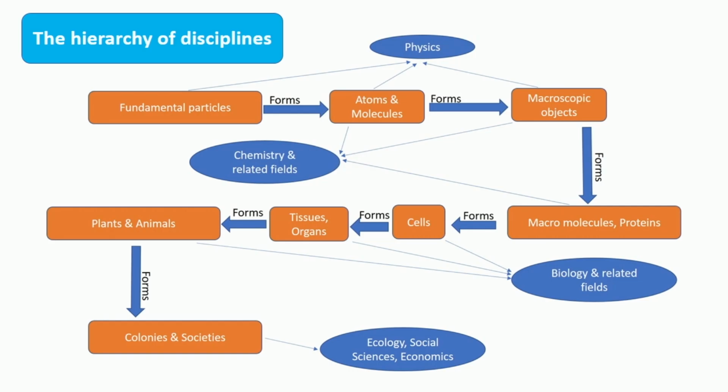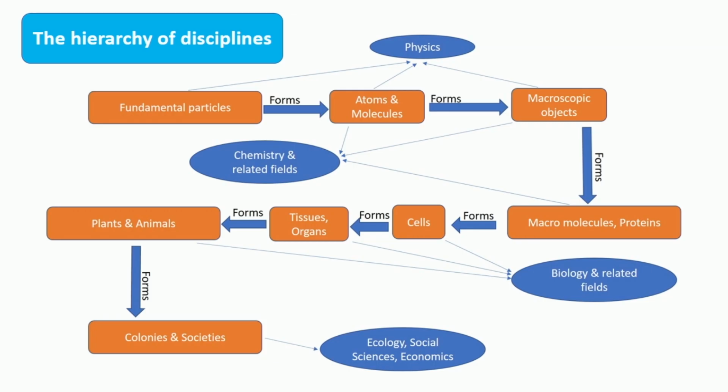If you think about it, this is how it goes, right? Fundamental particles form atoms, then macroscopic objects, macromolecules and proteins, and at some point you have life: cells, tissues, organs, plants, animals, colonies, societies. That's roughly the grand structure. Physics majorly operates at this level. Chemistry and related fields may be along these three, then biology and related fields here, and then you have ecology, social sciences, economics, psychology, and so on at this end of the spectrum.